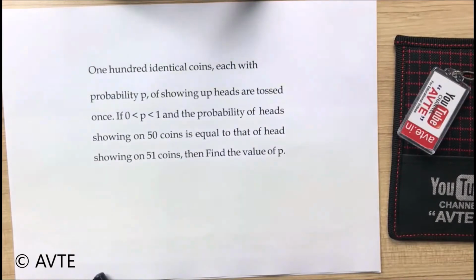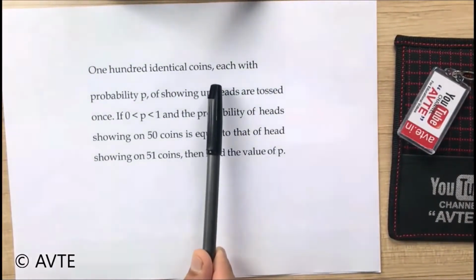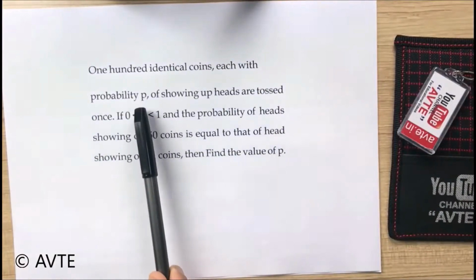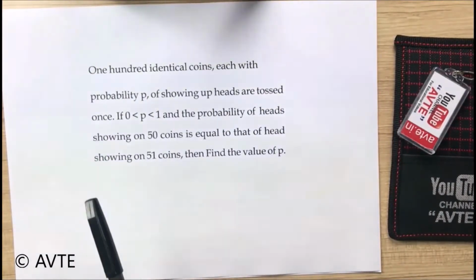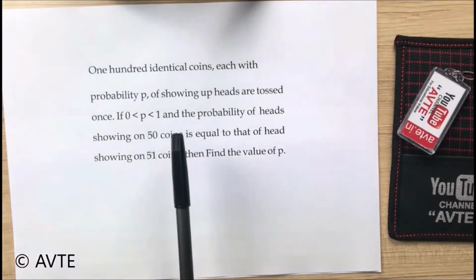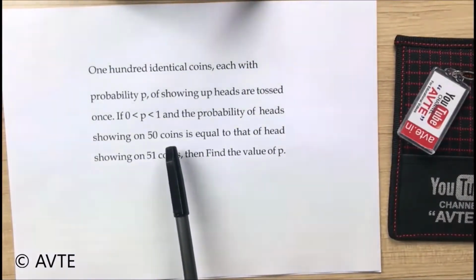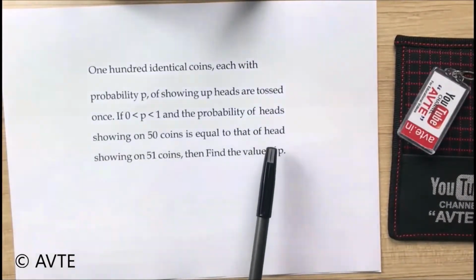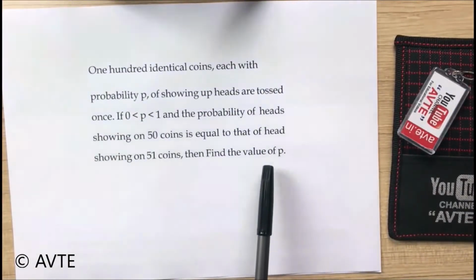Well, students, as you can see, the question says that 100 identical coins, each with probability P of showing up heads, are tossed once. If P is in the open interval (0, 1) and the probability of heads showing on 50 coins is equal to the probability of heads showing on 51 coins, find the value of P.